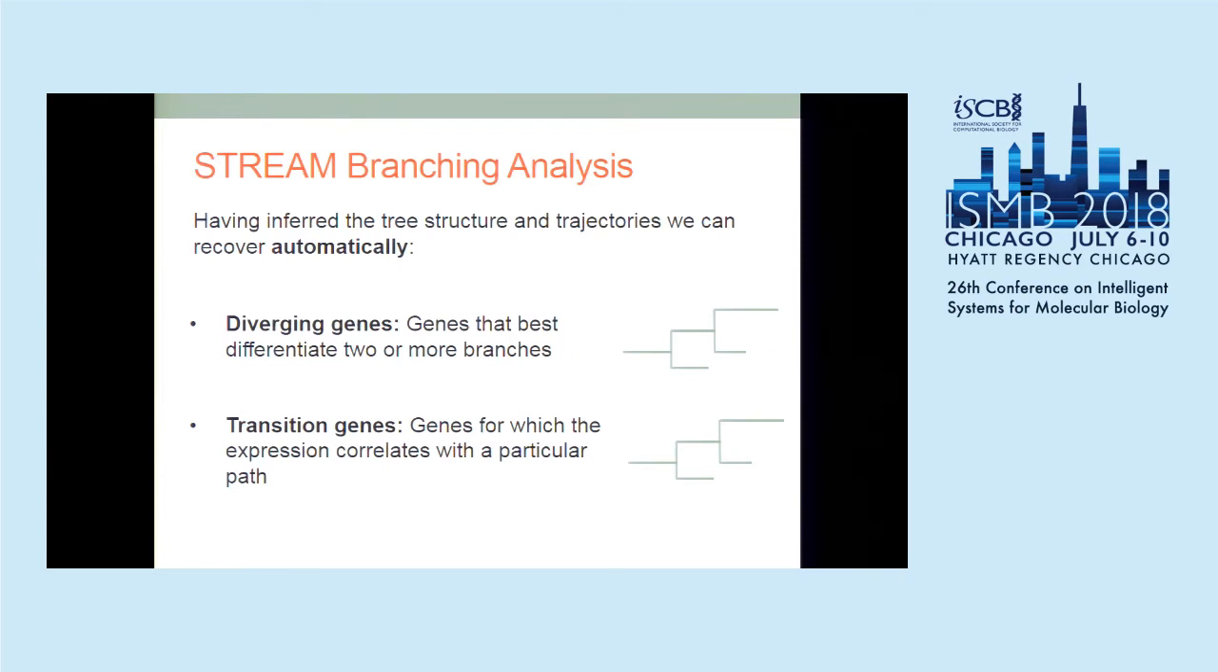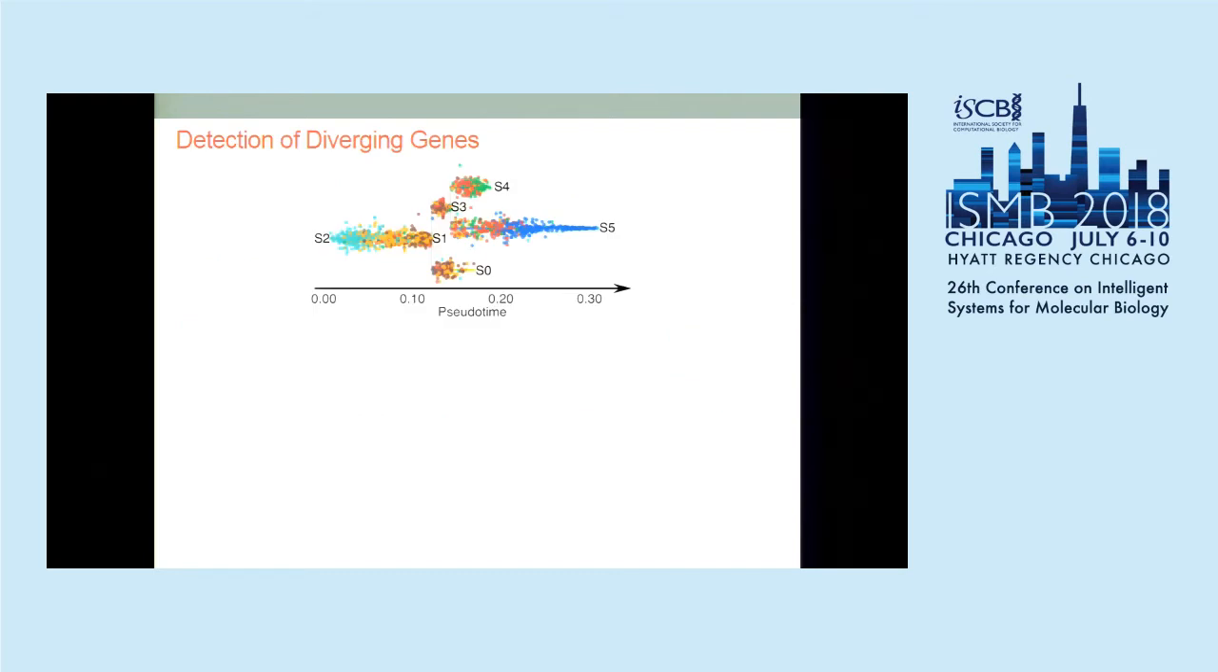It's good, but given tens of thousands of genes, we probably don't want to look at all of the genes one by one. So STREAM can also automatically discover marker genes like divergent genes and transition genes. The divergent genes are defined as the ones that can best distinguish two or more branches. And for the transition genes, if we focus on one branch, it will give you the genes that correlate well with one particular path. I will show you two examples here.